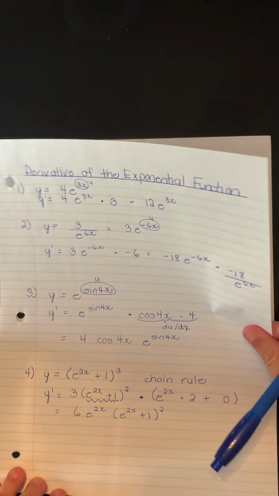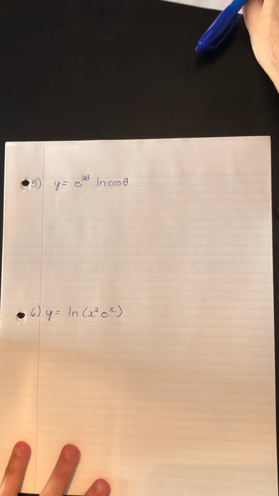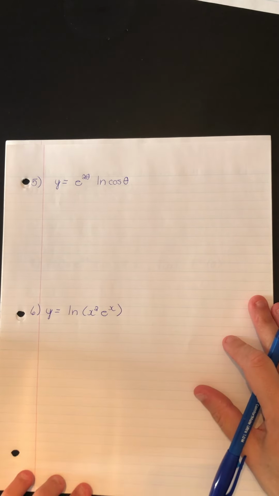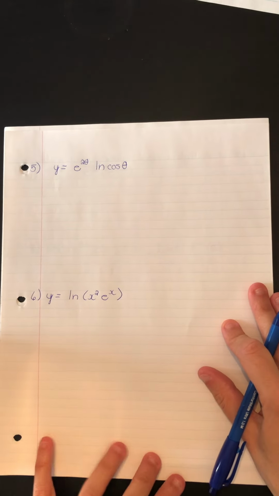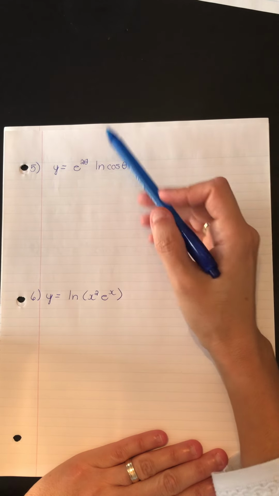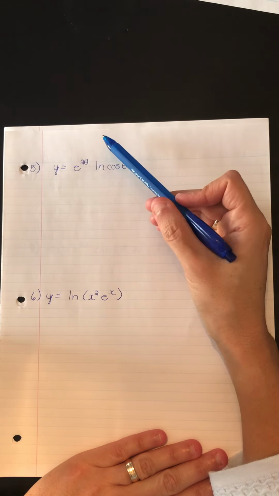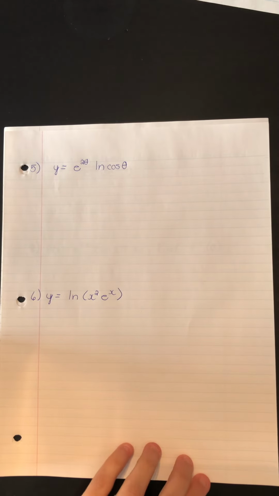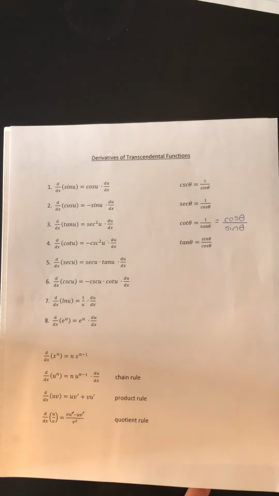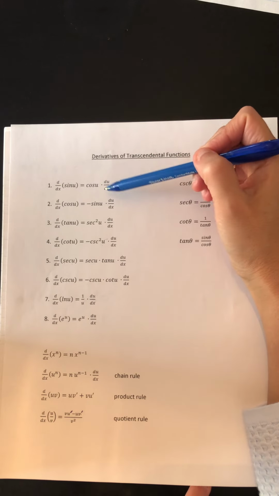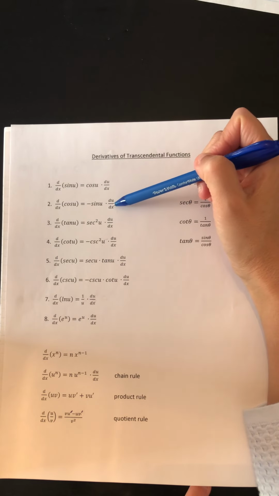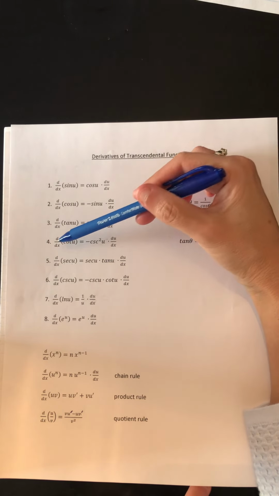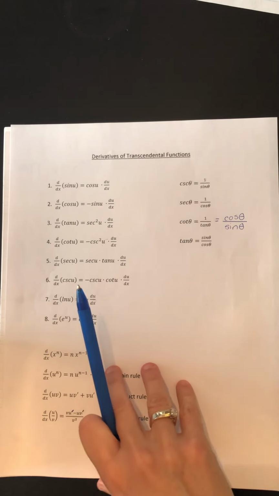Okay, let's have a look at the next example. Okay, so here we go. This is example 5. We have e to the 2 theta. So theta is now the independent variable. So everywhere here where you see an x, you must consider it to be theta. So we're taking the derivative with respect to theta.